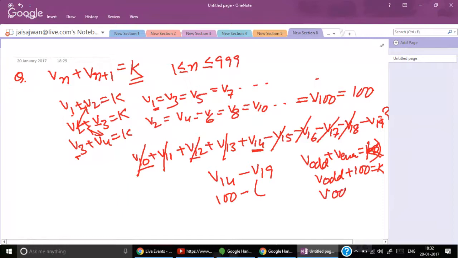V odd would be equal to K minus 100. So this will be K minus 100. If you see this, it will come out to be 200 minus K. So from this, I can see the answer is C.